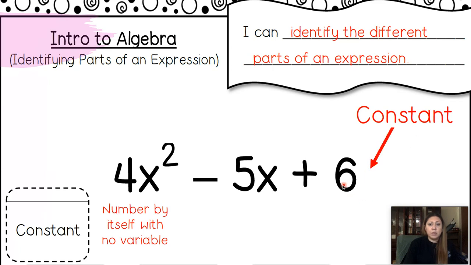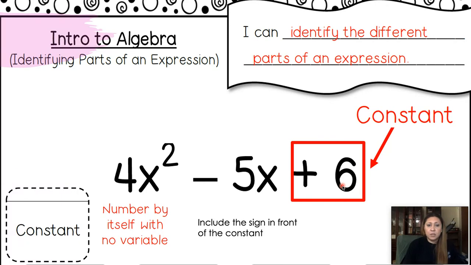All right, so again, it's a 6. Pay attention to the sign, just like we said before, because whatever sign it has, it is connected to the number. So if this was a negative, it would have been a -6.